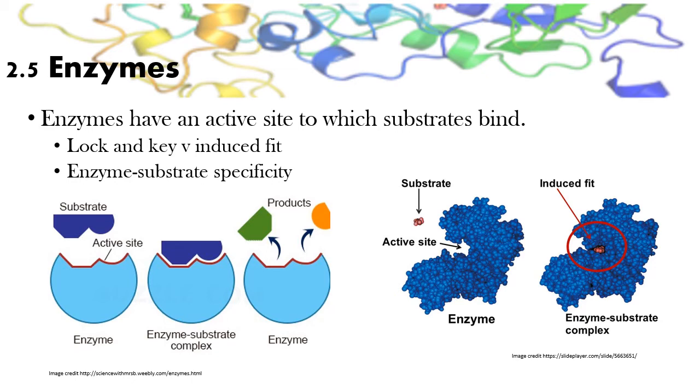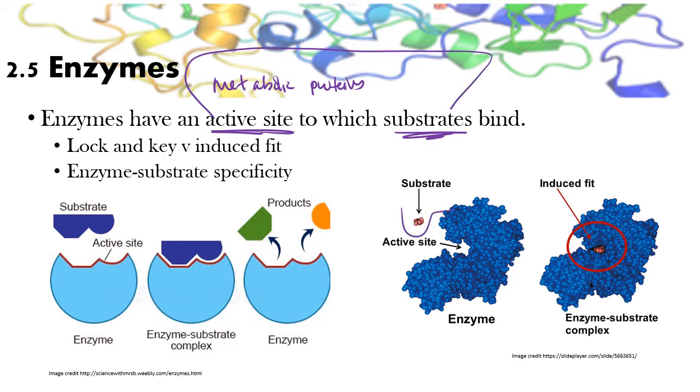Enzymes are special kinds of proteins that are involved in metabolism. So these are our metabolic proteins. And these guys are super cool because they have an active site, and the active site binds to substrates. Super important to know that enzymes have active sites and substrates bind to the active site. The substrate is the thing that the enzyme is going to be acting on. So if we're talking about the enzyme lactase, lactase is going to bind to lactose to break it down into those two monosaccharides, glucose and galactose. That is the job of lactase.